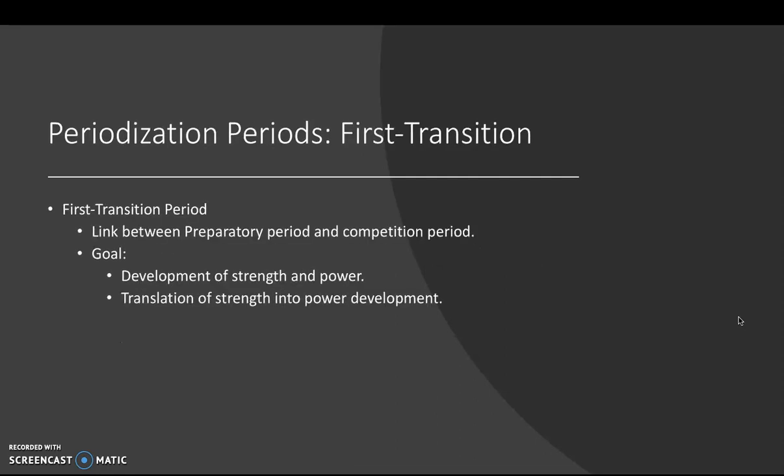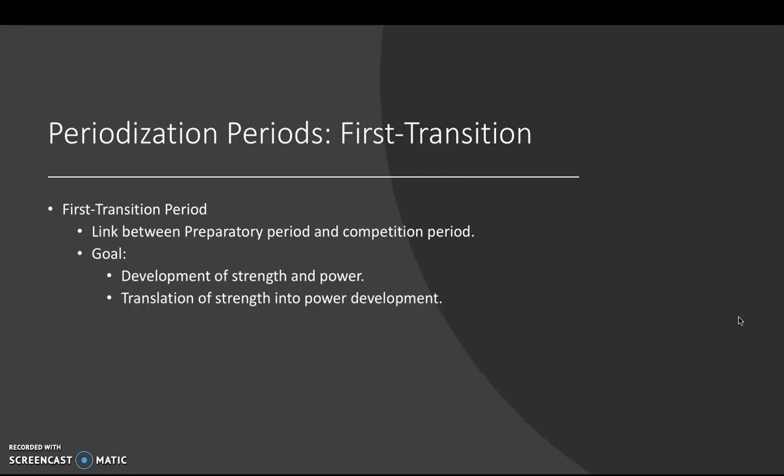As we go away from that basic strength portion, we're going to enter into that first transition. So this is that link between our prep period and our competition period. During this time, this can include that preseason aspect that I spoke on earlier. You're going to be seeing a development of max strength as well as power. So power is going to be that strength as well as speed within that.